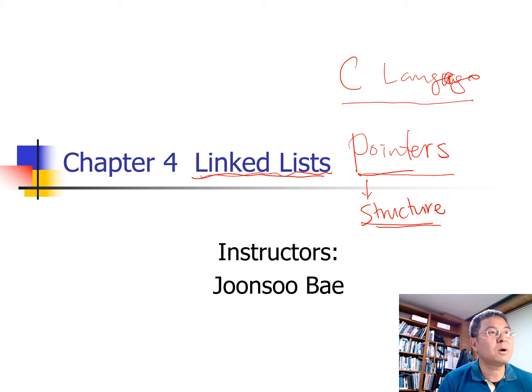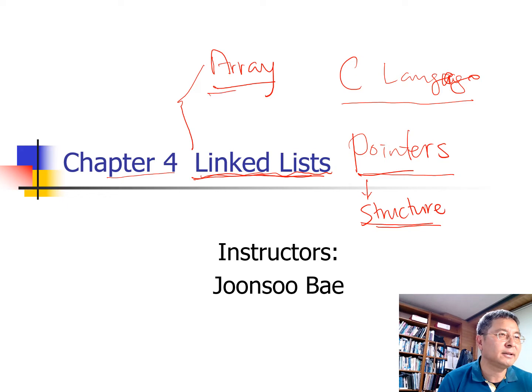So there were very basic data structures: array in chapter 2, and the other basic data structure is linked list in chapter 4. That means that array and linked list are the most basic data structures, and then we will apply these basic data structures into various application data structures.